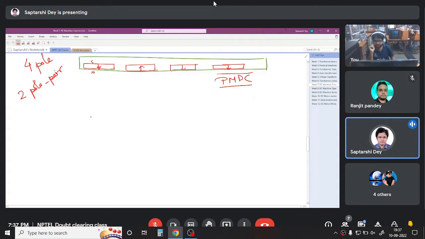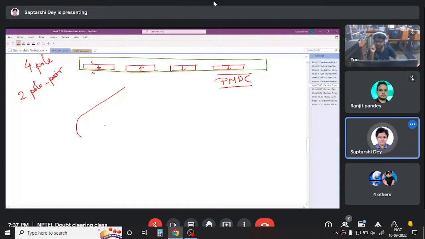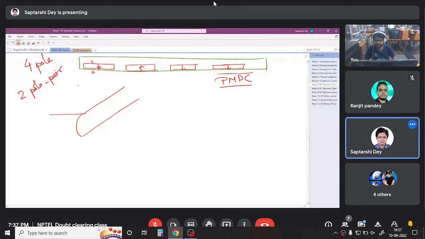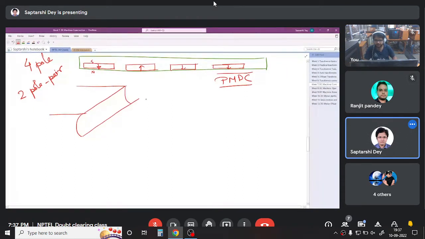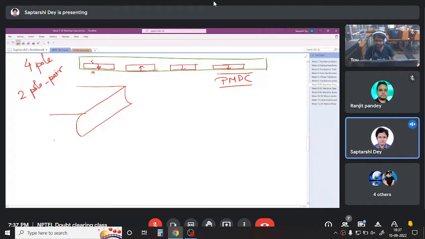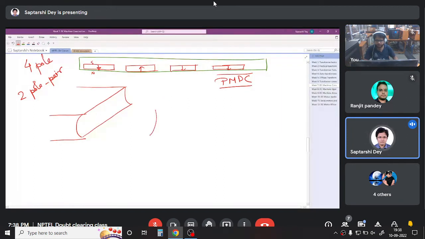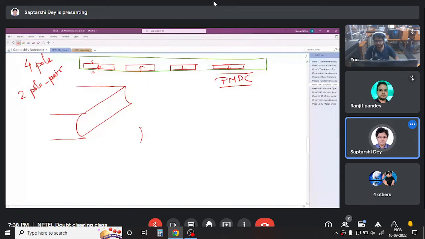Before that, let me draw, say, a stator. Suppose this is one pole of the stator. We are looking at it this way, and this is another pole, which is placed this way. Let us just talk about 2 poles. Say this is north pole and say this is south pole. Right, now we have a winding, a coil.